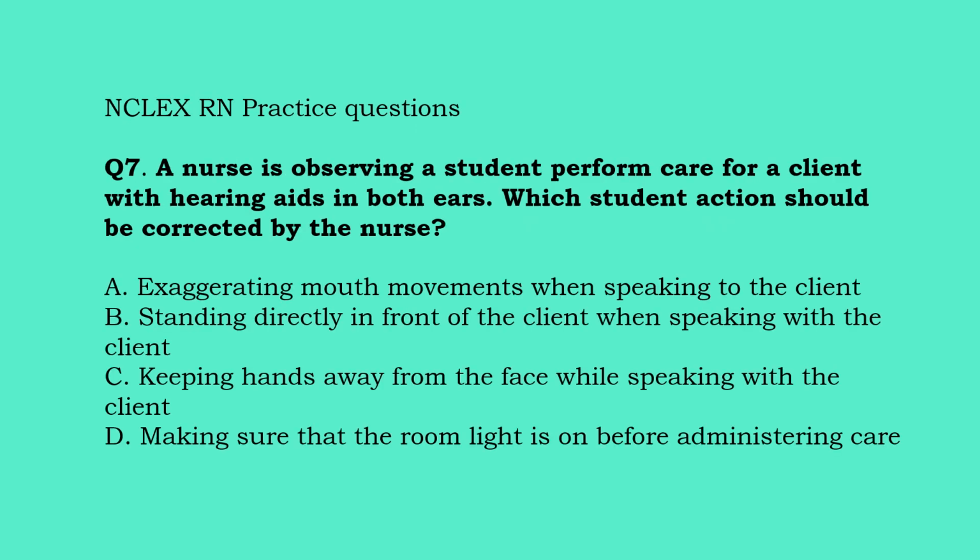NCLEX-RN Practice Questions. Question 7. A nurse is observing a student perform care for a client with hearing aids in both ears. Which student action should be corrected by the nurse? A. Exaggerating mouth movements when speaking to the client. B. Standing directly in front of the client when speaking with the client. C. Keeping hands away from the face while speaking with the client. D. Making sure that the room light is on before administering care.